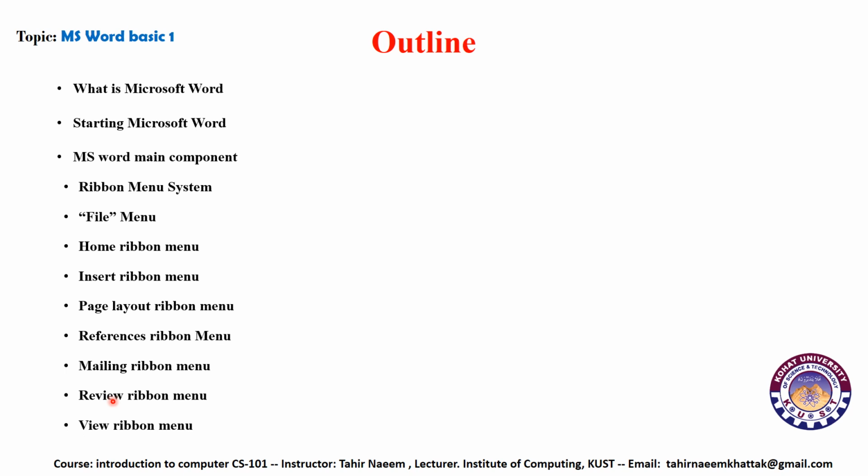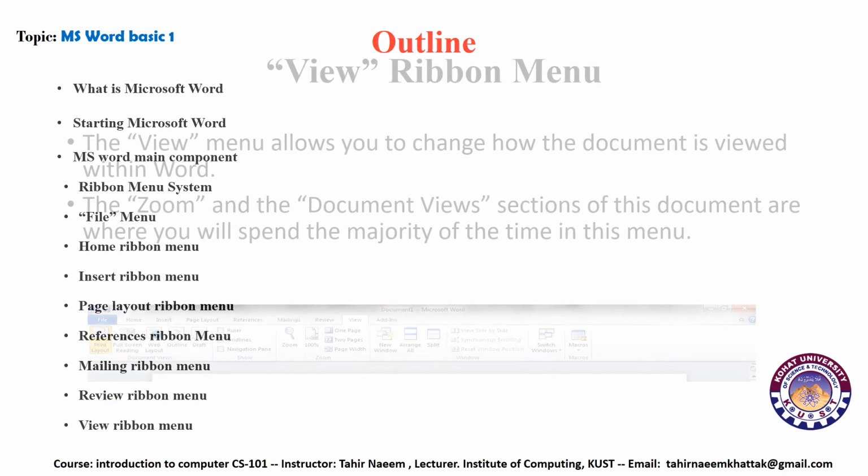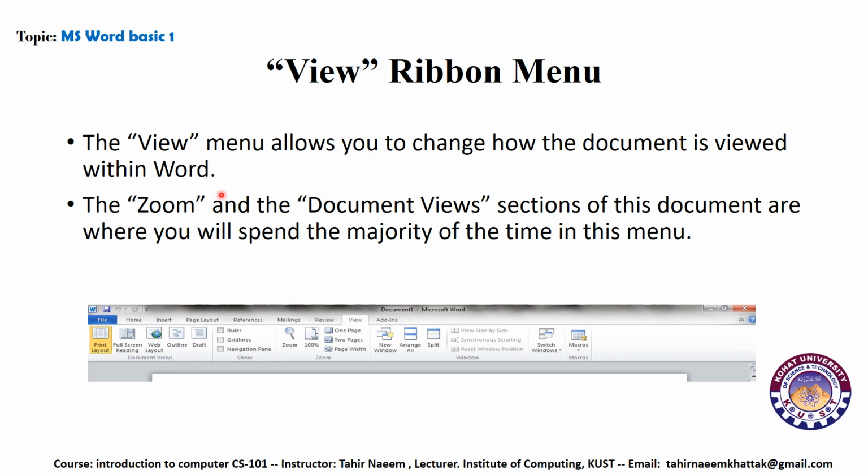So last but not the least, we will discuss the view ribbon menu. The view ribbon menu allows us to change how the document is viewed within Word. Basically, view is how we should view the document. The zoom and the document view sections are where we will spend the majority of the time in this document.